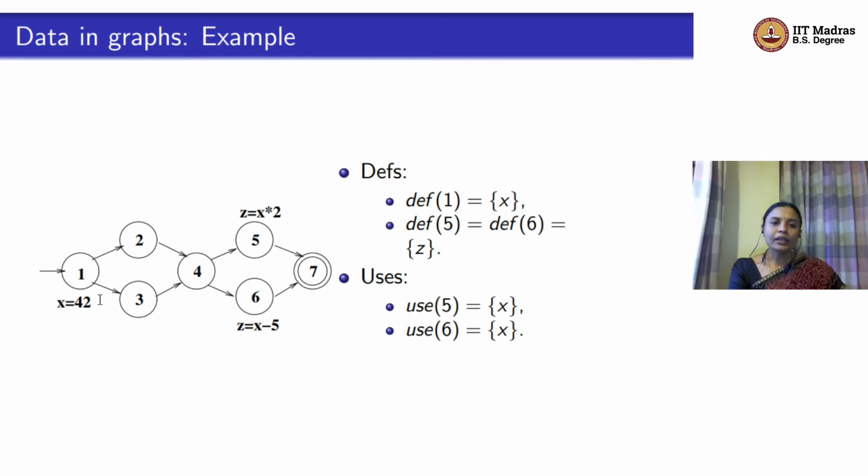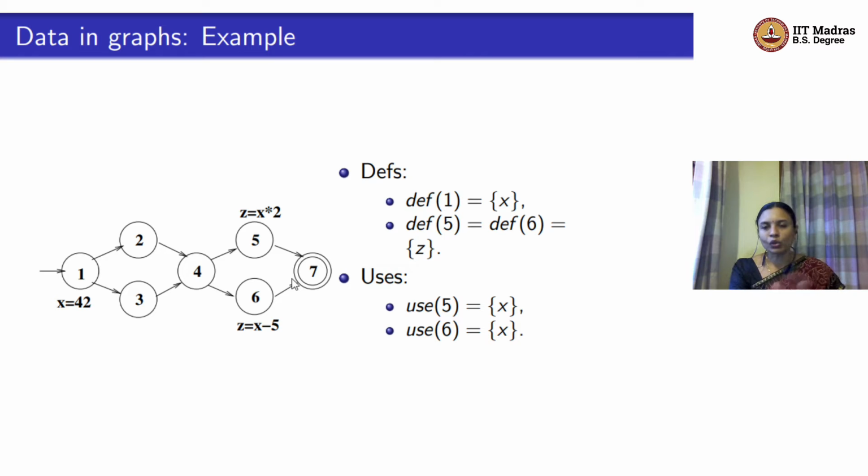I have marked some of the nodes with some statements. Node 1 happens to represent the statement x is assigned 42. Read this diagram like this. Similarly, node 5 is the assignment statement z is assigned x into 2. Similarly, node 6 is the assignment statement z is assigned x minus 5. There could be other things which are not marked in this graph. For example, we don't know what node 2, node 3, node 4, and node 7 represent.